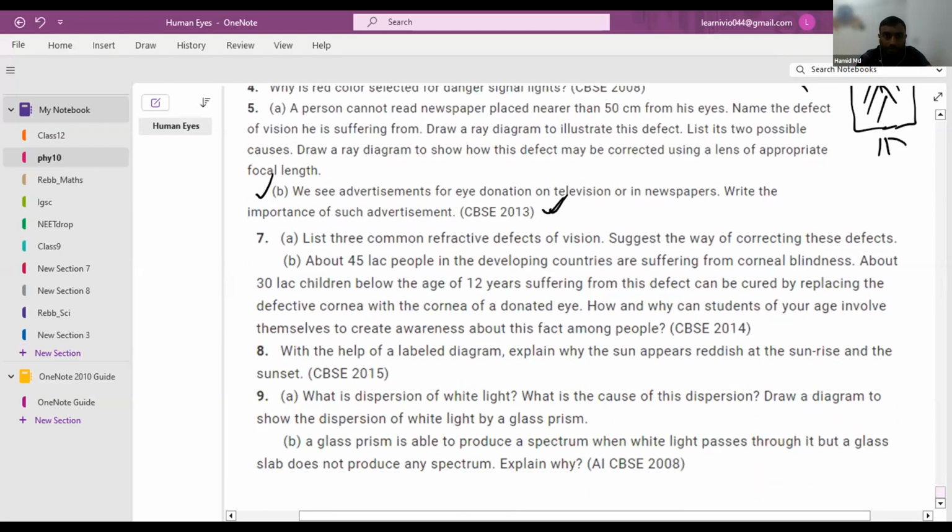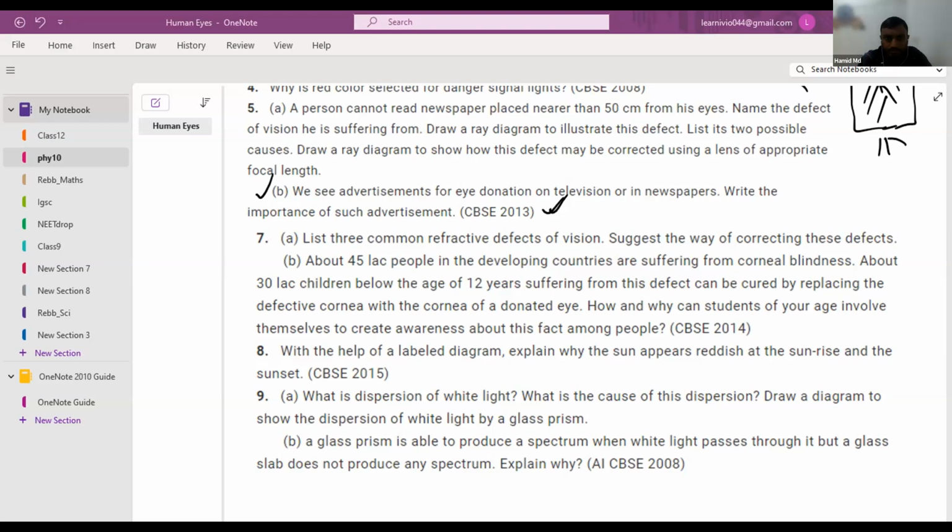So we have, oh, where is the sixth question? We are only on the seventh. So answer the seventh question. Who will, Jasleen? Who will answer the seventh question? Jasleen? Okay, go ahead.